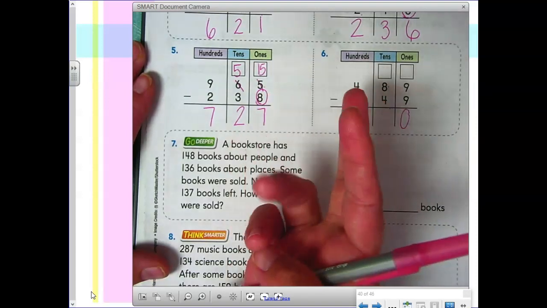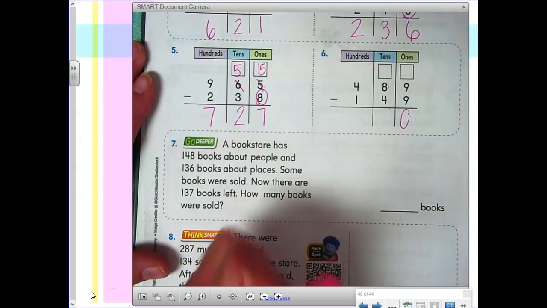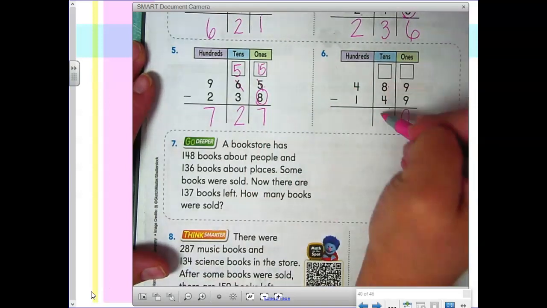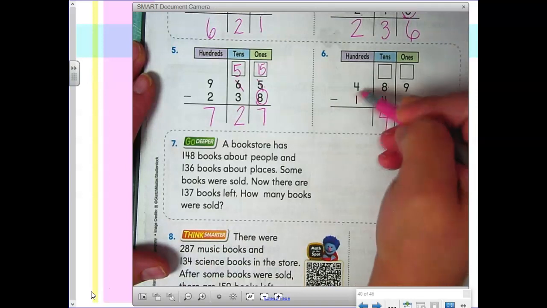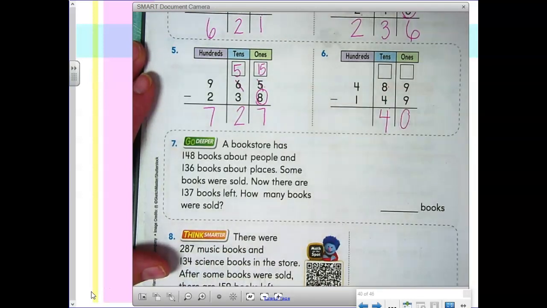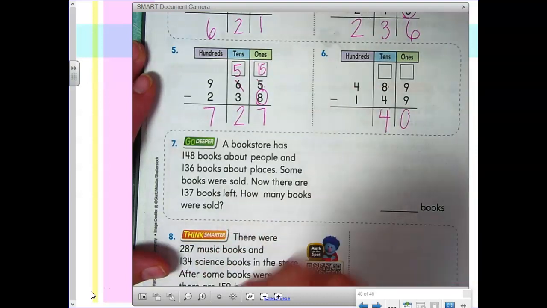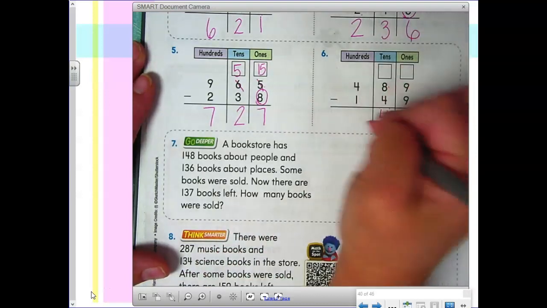8 minus 4 in the tens place. So 8, 7, 6, 5, 4. And then 4 minus 1, 4, 3. 340.